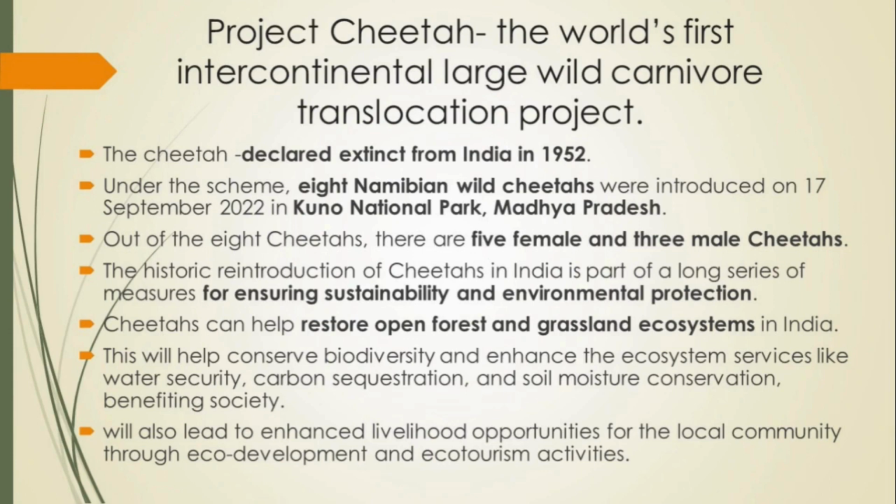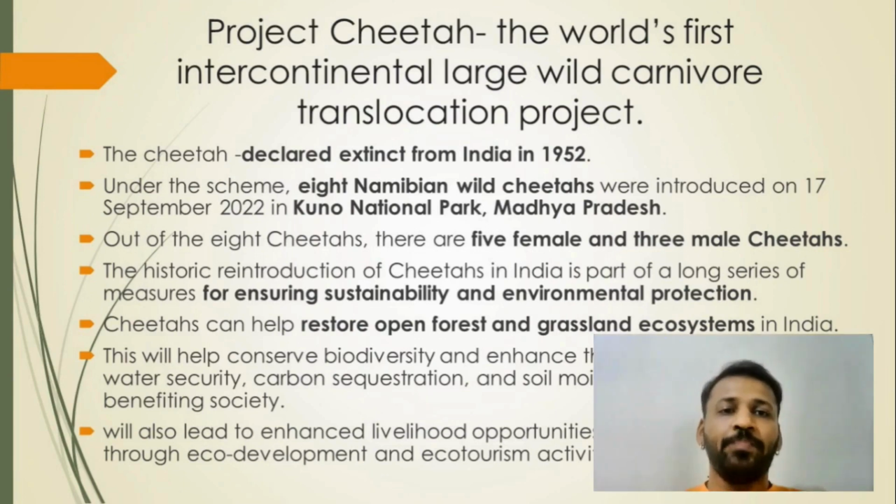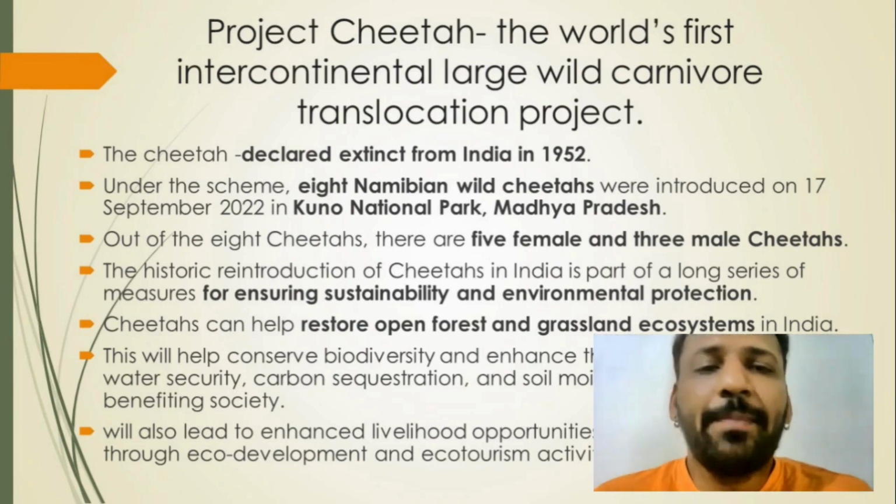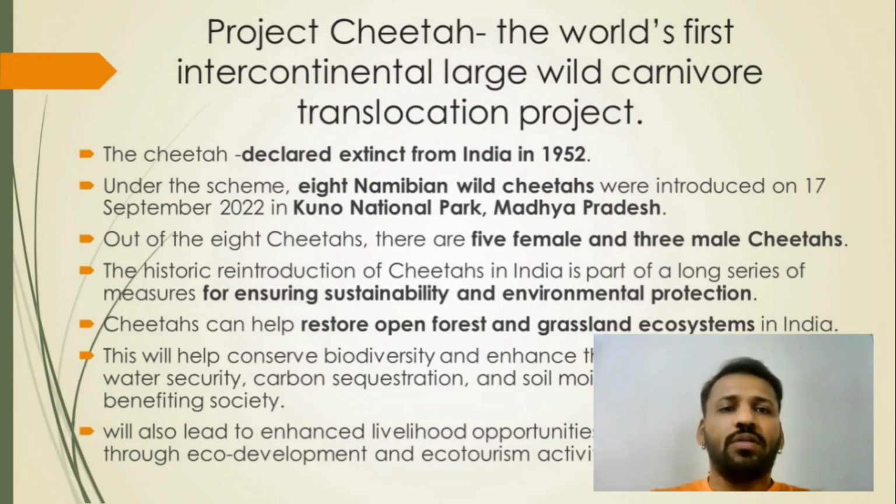You know cheetah is an apex predator, and cheetah is also not very aggressive. As an apex predator, it will keep on preying on the slower animals like deer and wild boars, and it will keep the ecosystem running. It will preserve the grassland ecosystem. Also, cheetah is not very aggressive.